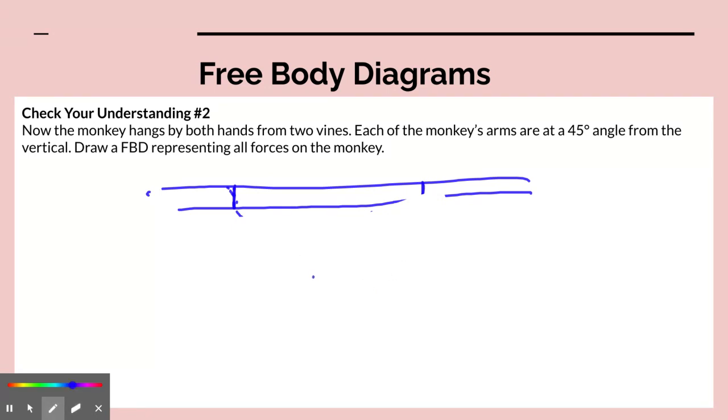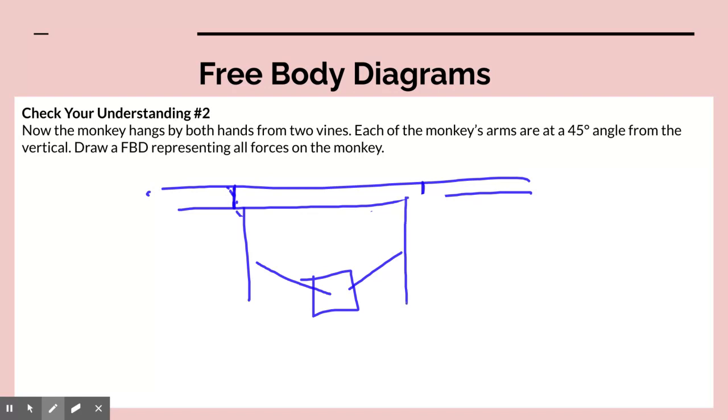So maybe let's just start with the monkey here. Here is an arm, here's another arm, grabbing onto the vines. We're going to say the vines come down to right here. That's going to be the 45 degrees, give or take. Doesn't have to be perfect. Okay, so here's our monkey. Here the monkey is holding on to the vines on this tree branch.